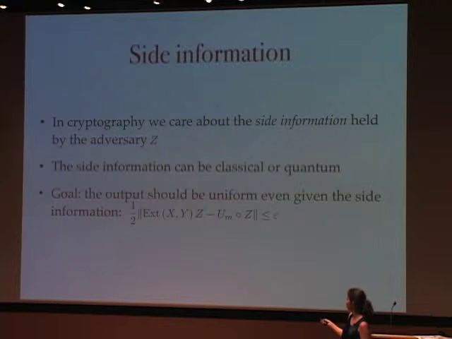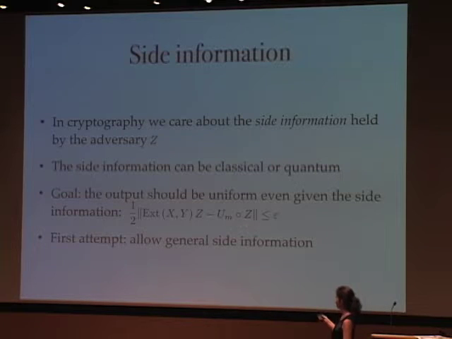The extractor should output something which looks uniform. So it's epsilon close to a uniform string, even given the side information of the adversary. So even given what the adversary knows, the output should be uniform. This is what we would like the extractor, the two-source extractor, to fulfill.